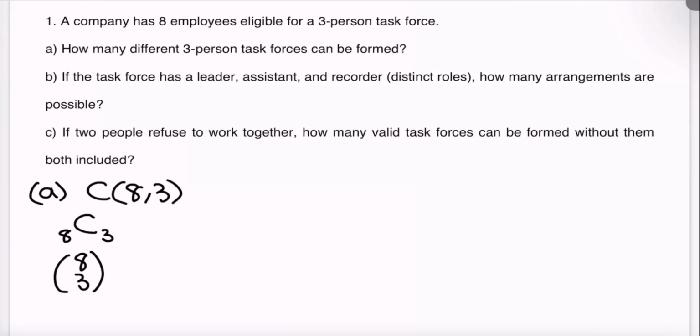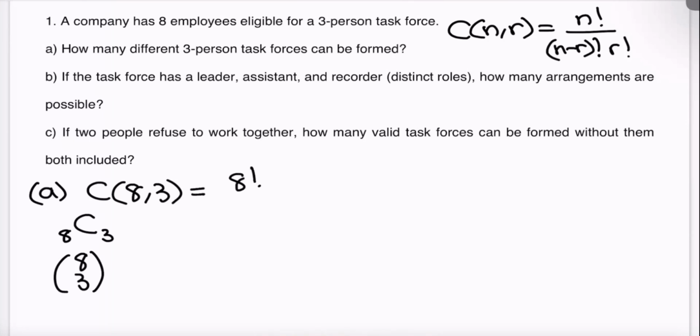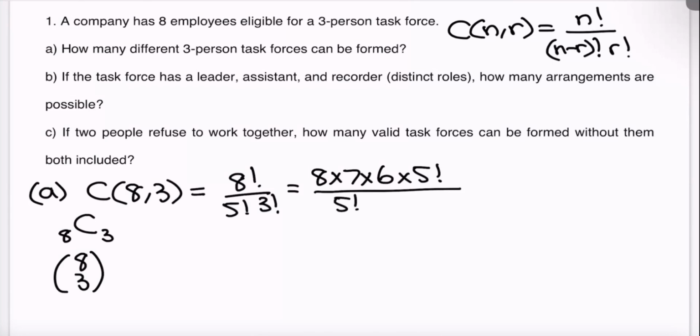Now recall that the combinations equation, C(n, r), is equal to n factorial over n minus r factorial times r factorial. Okay, so in this case we have n is 8, so 8 factorial over 8 minus 3 factorial, which is 5 factorial, and then times 3 factorial. Recall also that 8 factorial is the same as 8 times 7 times 6 times 5 factorial. And then on the bottom we have 5 factorial times 3 factorial, which 3 factorial is just 3 times 2 times 1.